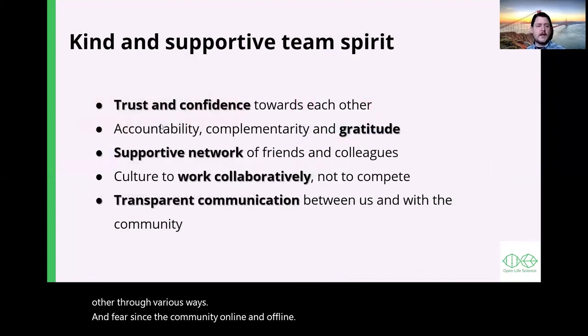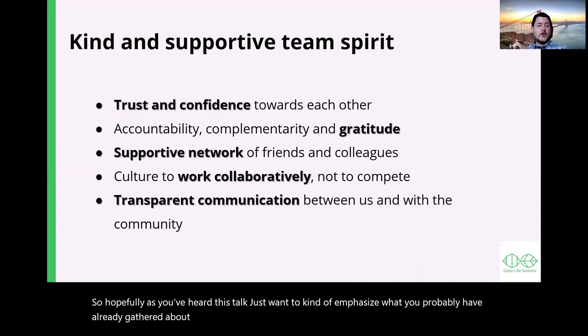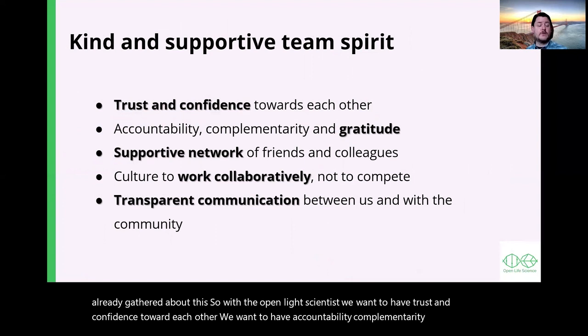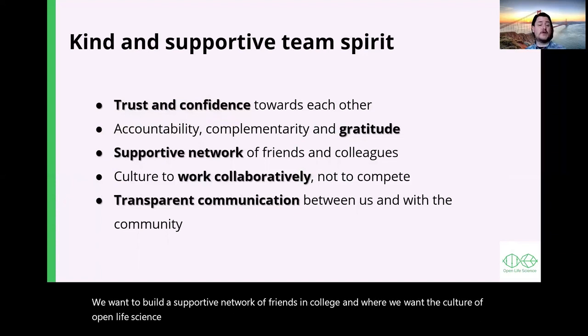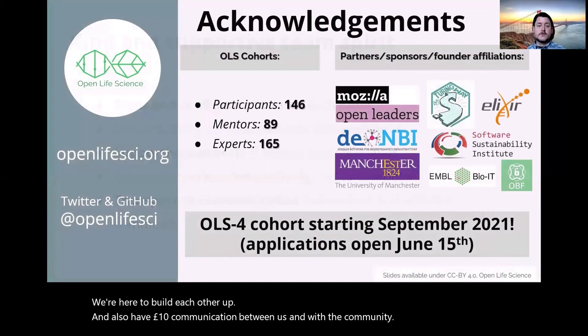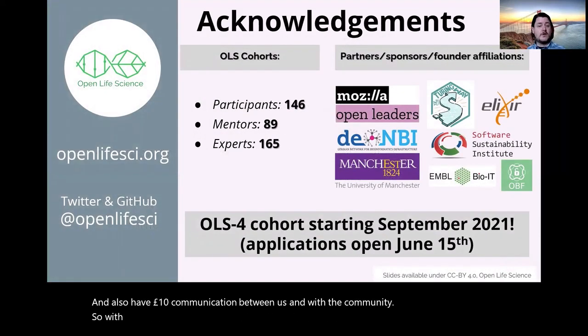So hopefully, as you've heard this talk, I just want to emphasize what you probably have already gathered. With open life sciences, we want to have trust and confidence toward each other. We want to have accountability, complementarity, and gratitude. We want to build a supportive network of friends and colleagues. And we want the culture of open life science to be collaborative, right? We're not here to compete with each other. We're here to build each other up and also have transparent communication between us and with the community. So with that, I will leave it on this slide here.